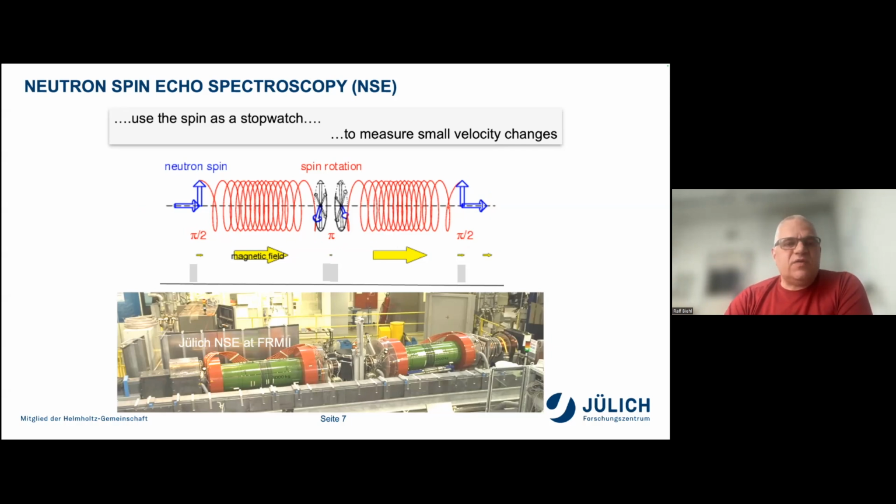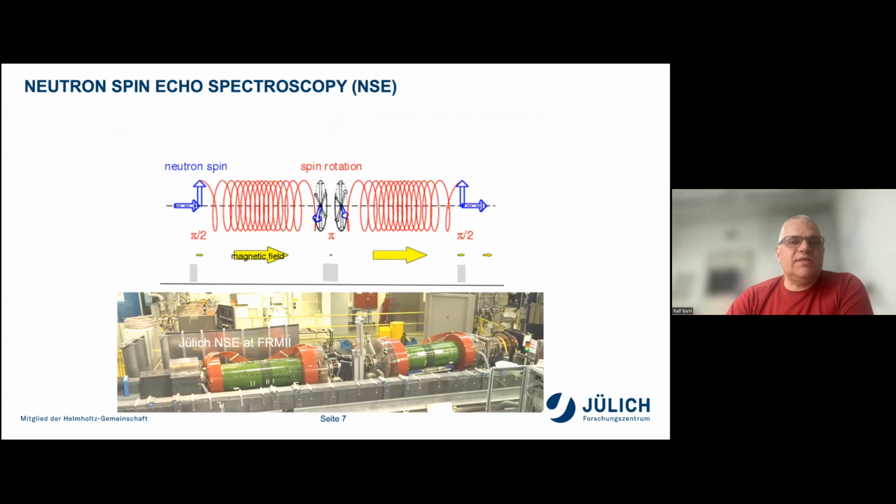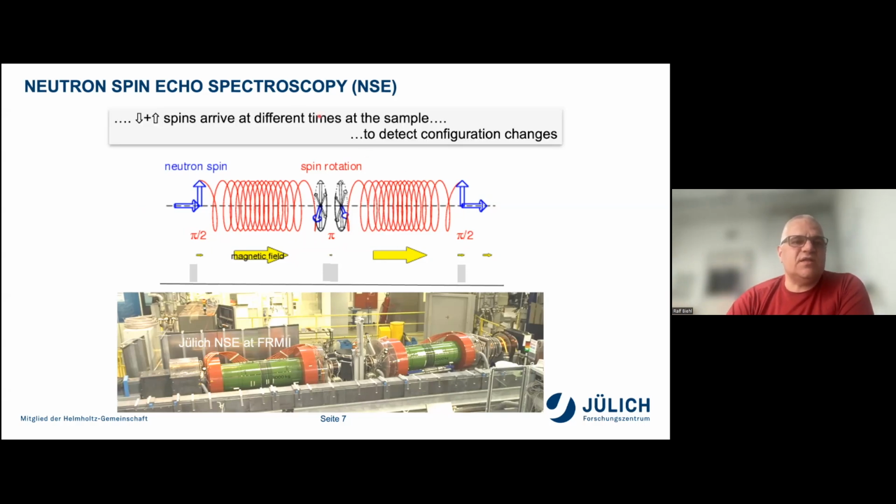To explain how spin echo works, I don't want to go into the details, but I want to change this explanation so that we can split this here in up and down spins, and these up and down spins have different velocity in the main coils here, and therefore they arrive here at different times at the samples. So we get snapshots with a time difference in between. And that is then reverted again in the second part.